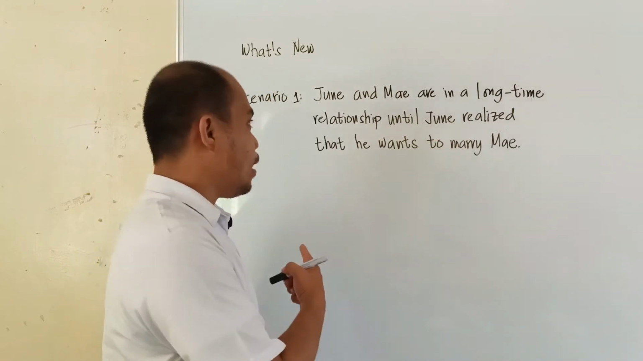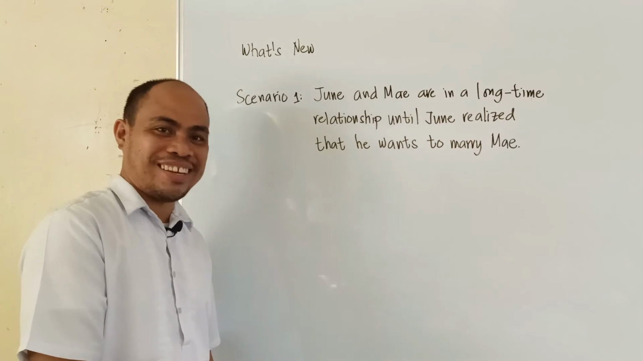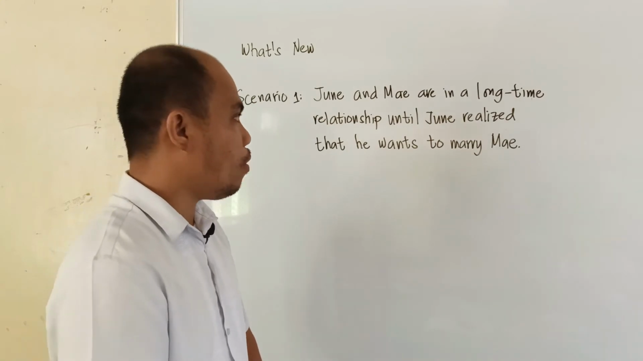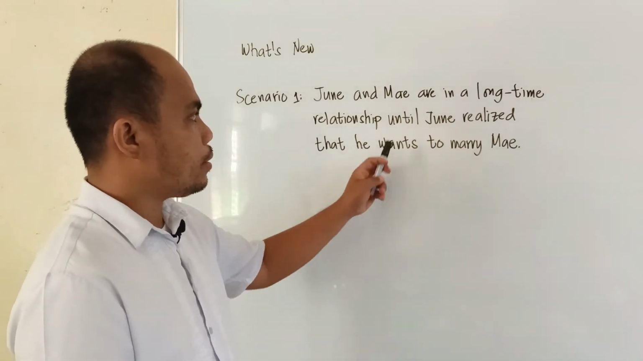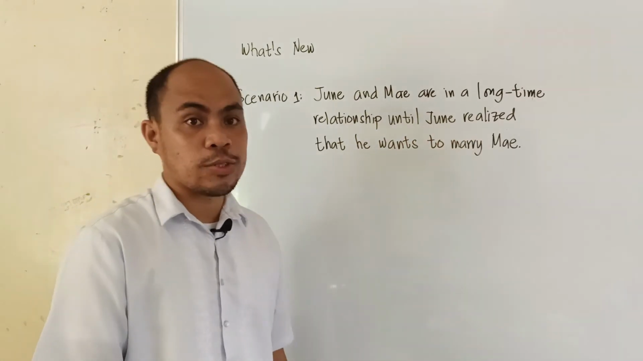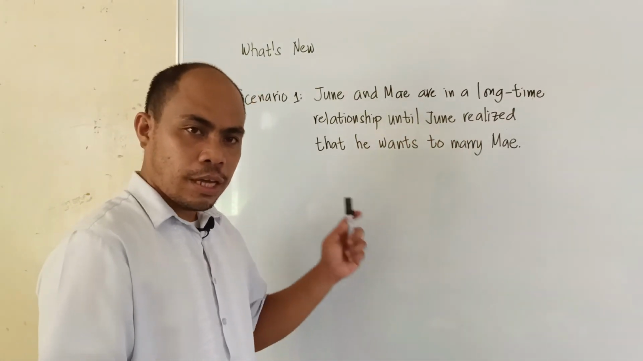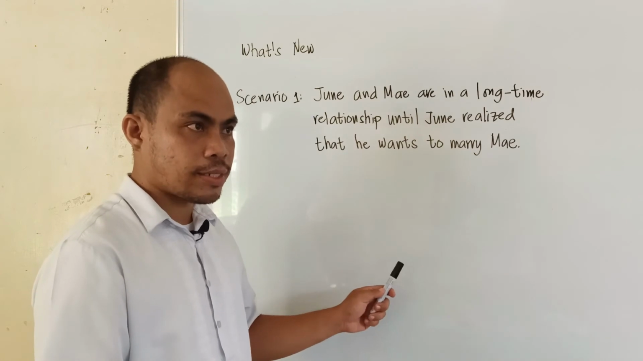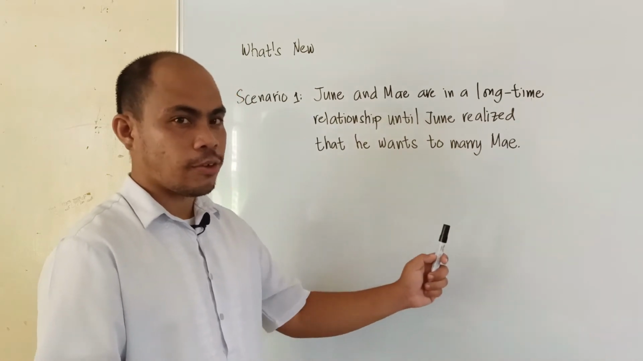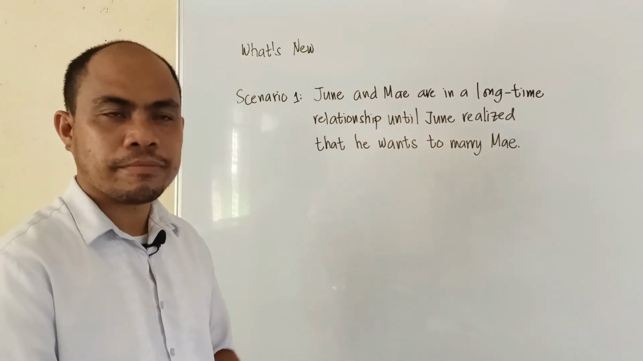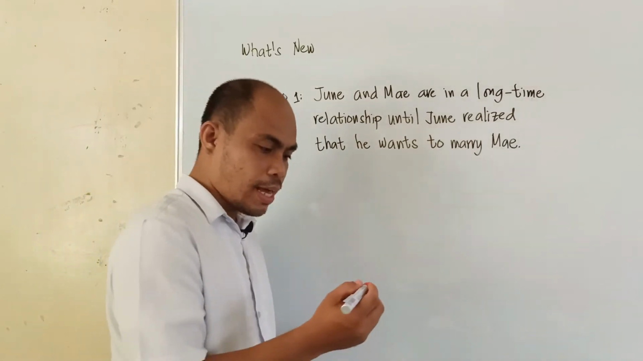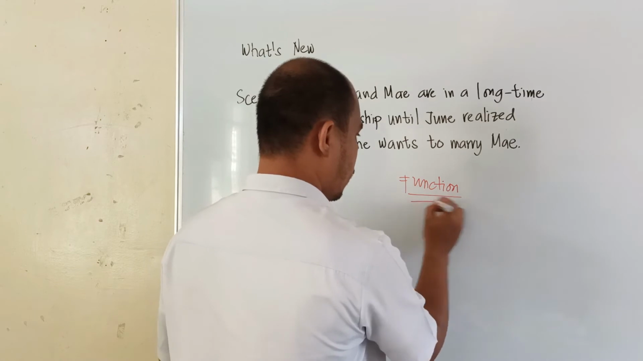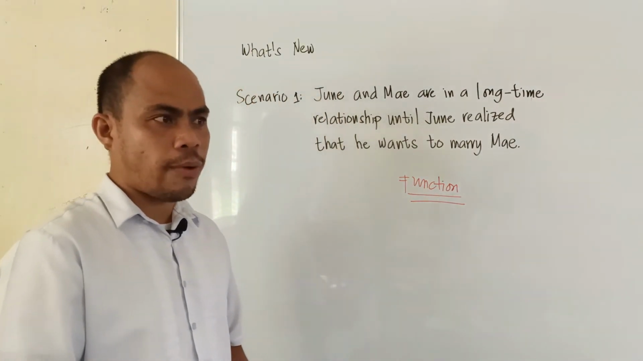Let me help you. Let's start the first one. Let me answer also the first one. Okay? Now, scenario 1 is read, June and May are in a long time relationship until June realized that he wants to marry May. If you're going to understand this first scenario, is this classified as function or not? What do you think? Of course, yes, this is classified as function. Explain why. Bakit matatawag natin siya na function?